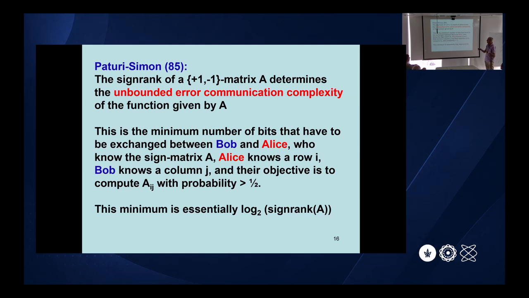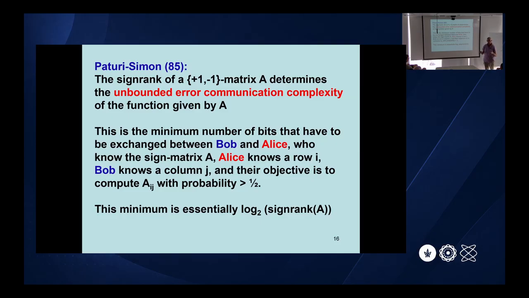We have this matrix of signs that is known to two players, Bob and Alice. Alice knows the row i, Bob knows the column j, and then, as we usually do in communication complexity, they send bits to each other. They try to minimize the number of bits. And at the end, Bob, let's say, has to just guess the value of A_ij, and it just has to be right with probability bigger than half. We don't care about how much, so it can be half plus 1 over 2 to the 8. So just a little bit more than half.